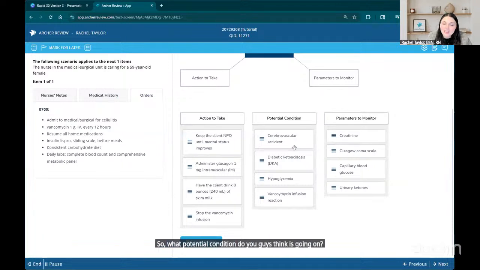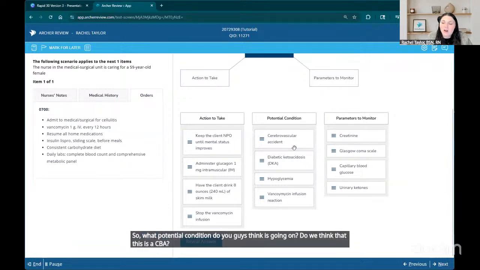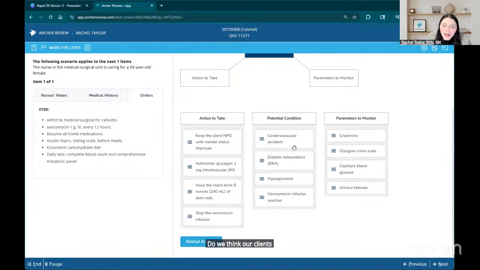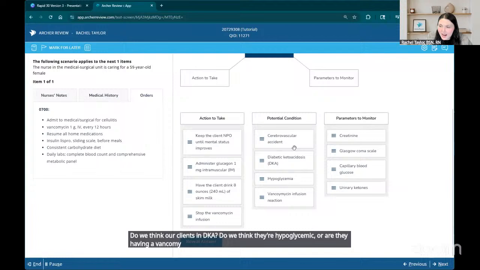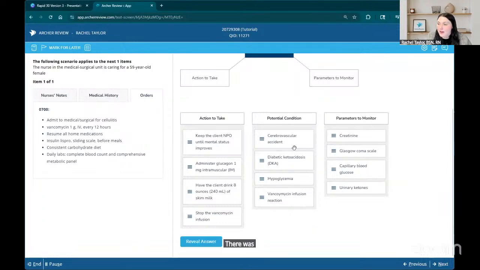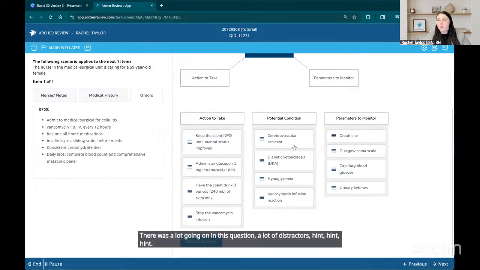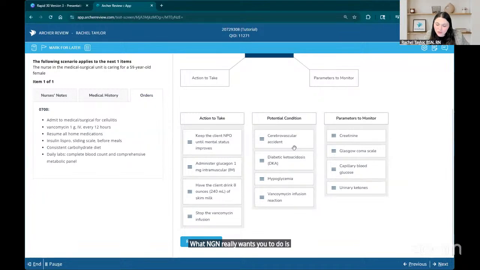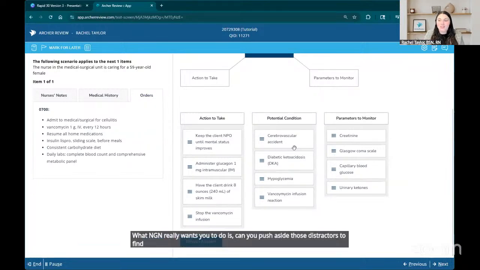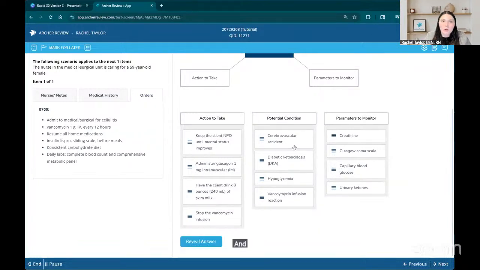Do we think that this is a CVA? Do we think our client's in DKA? Do we think they're hypoglycemic, or are they having a vancomycin infusion reaction? There was a lot going on in this question, a lot of distractors, hint, hint, hint. What NGN really wants you to do is push aside those distractors to find what truly matters in the case. And let me tell you how real world this is.